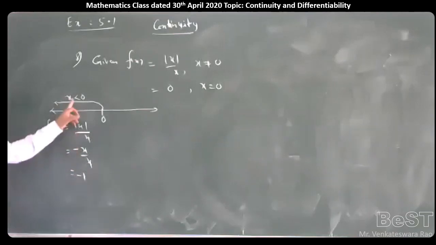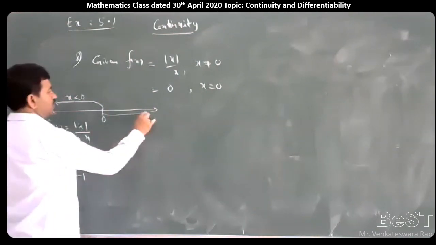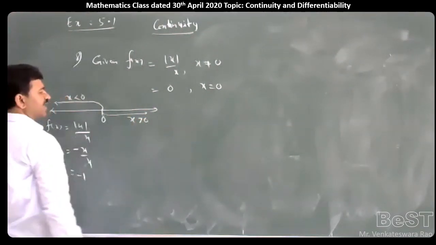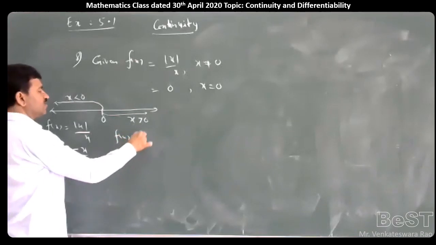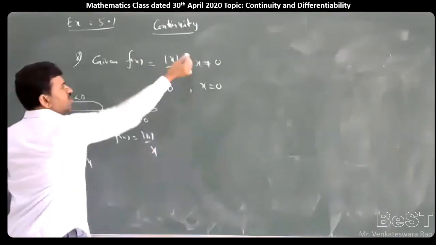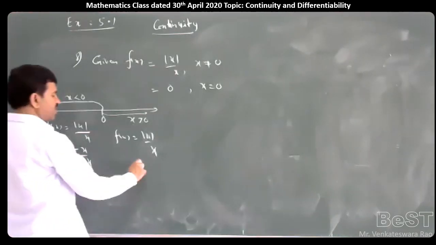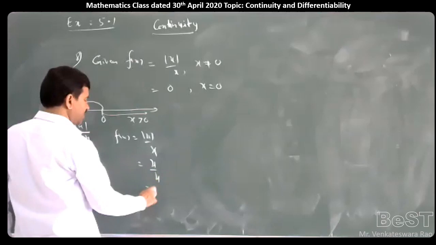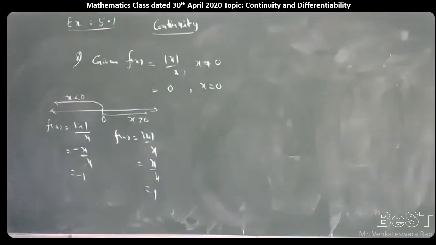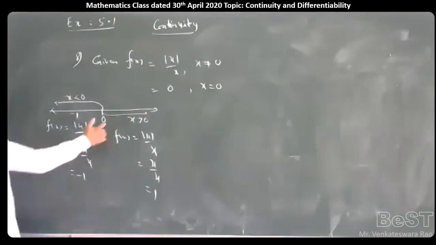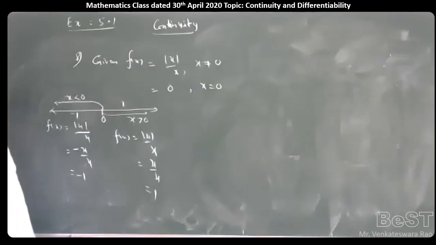So when x is less than 0, what function do we have to take? Minus 1. When x is greater than 0, see this one, right side. When x is greater than 0, f of x is equal to mod x by x. When x is not equal to 0, the right side function is also the same. When x is greater than 0, what is the mod x value? It is x. x by x means 1. So when x is less than 0, what answer do we use? Minus 1. The function is minus 1. When x is greater than 0, the function is 1.